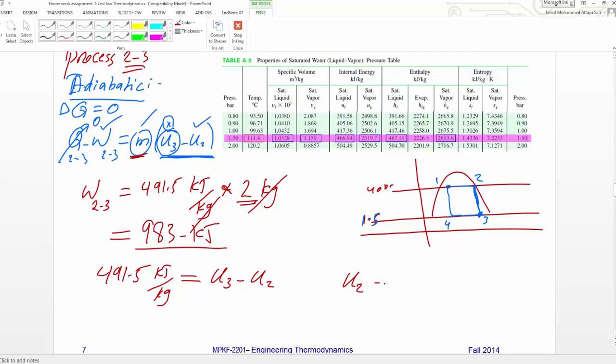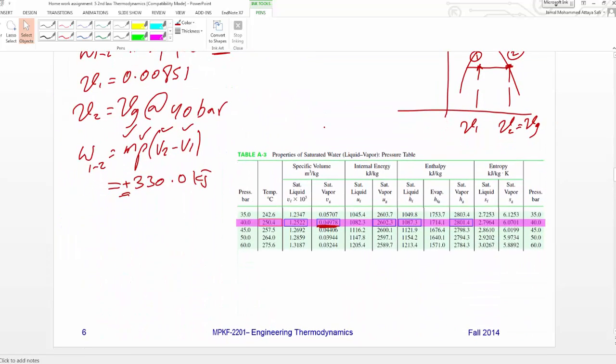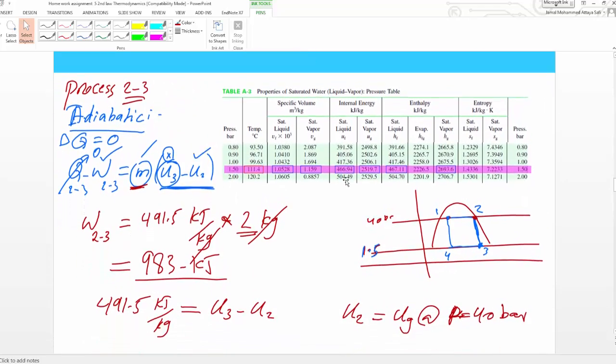Now U2 is UG at P equal to 40 bar, because we are at T, and we said every property here is actually the property for the gas. So I can read it from the table. If I go here, UG, that is what I need. So this is UG, and this is UF, right?